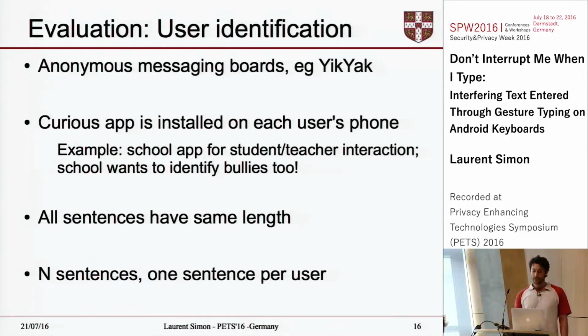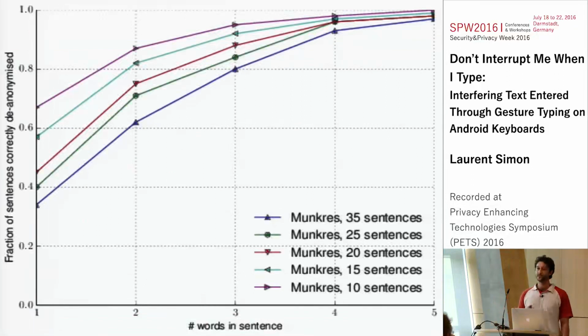As part of our evaluation, we also looked at trying to re-identify users that post messages anonymously on messaging boards. So there's this app called Yik Yak, which apparently is used quite a lot in the US, and it allows users to post messages anonymously on a messaging board. And by anonymous, it just means that there is no username or pseudonym associated with the post. And then other users can read those messages so long as they are physically in the vicinity of the sender. Okay, but they can't tell who posted which message because of the lack of username and things like that. So what we try to do here is re-identify which sentence was typed by which user. And I repeat myself, but we're still assuming that every user has this curious app installed on the device.